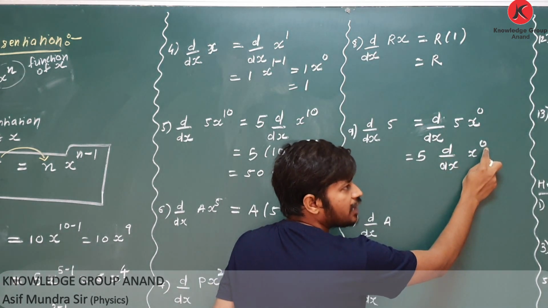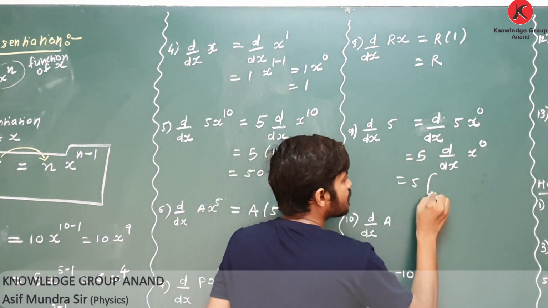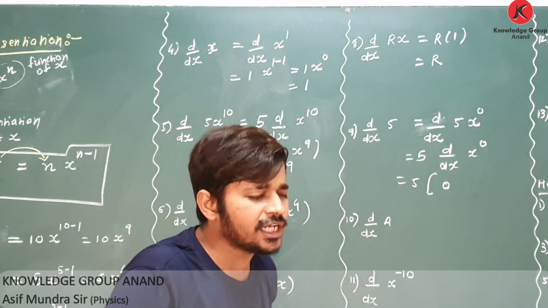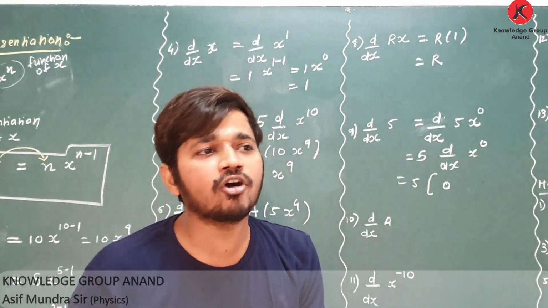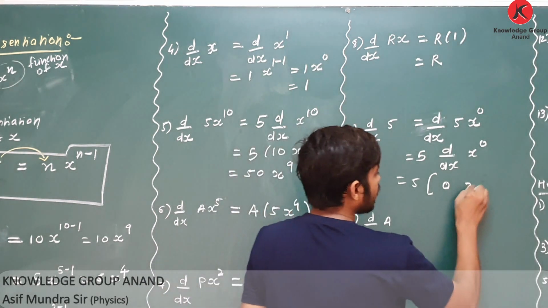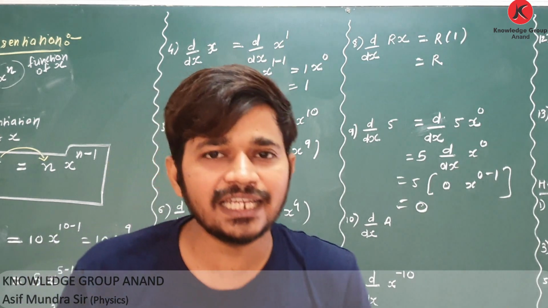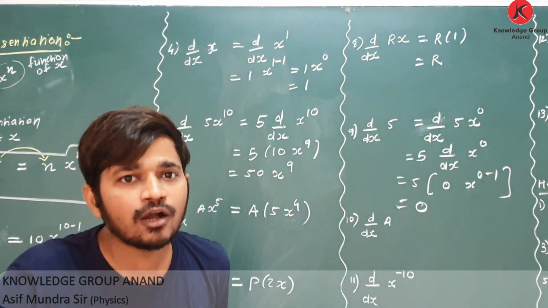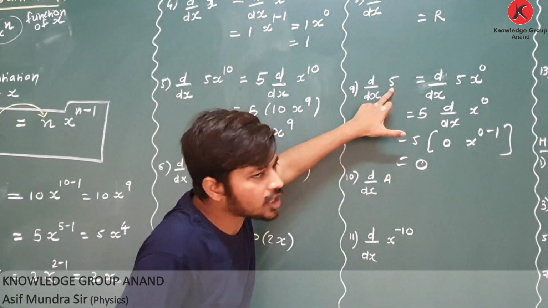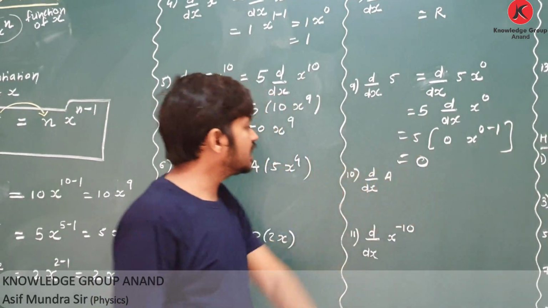If you apply the general formula, the 0 comes down as the coefficient, so it is 0. Yes or no? Any quantity multiplied with 0 gives 0, so your answer will be 0 (the power becomes 0 minus 1). Clear? So remember, if you differentiate any constant, its differentiation is 0.